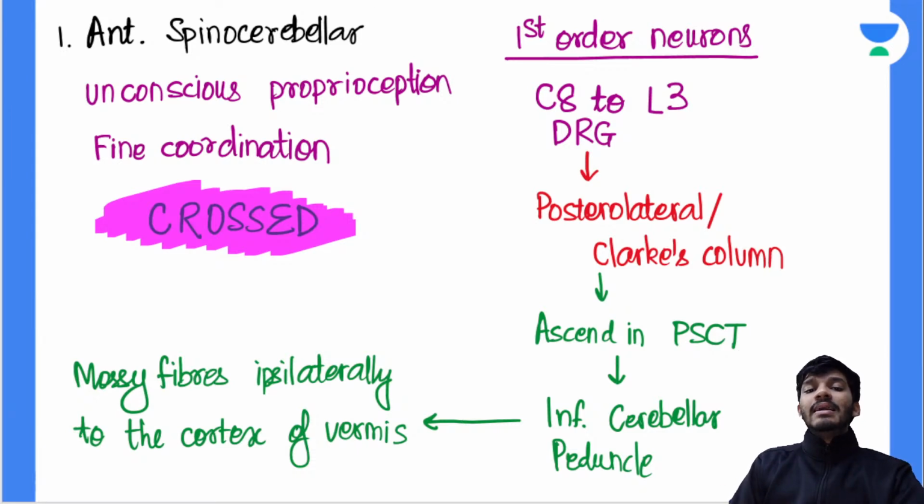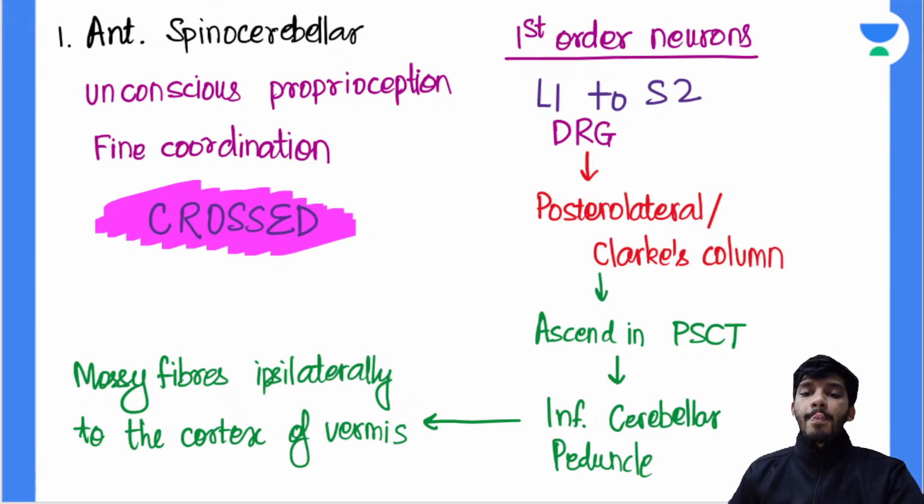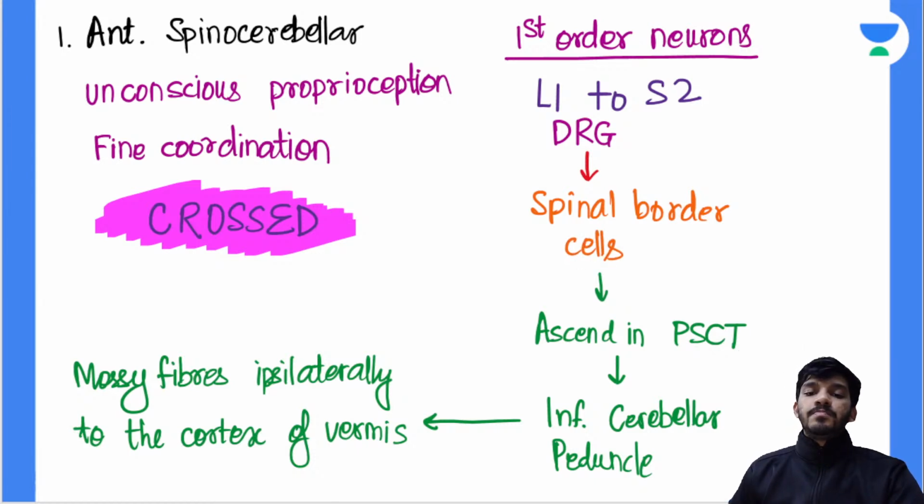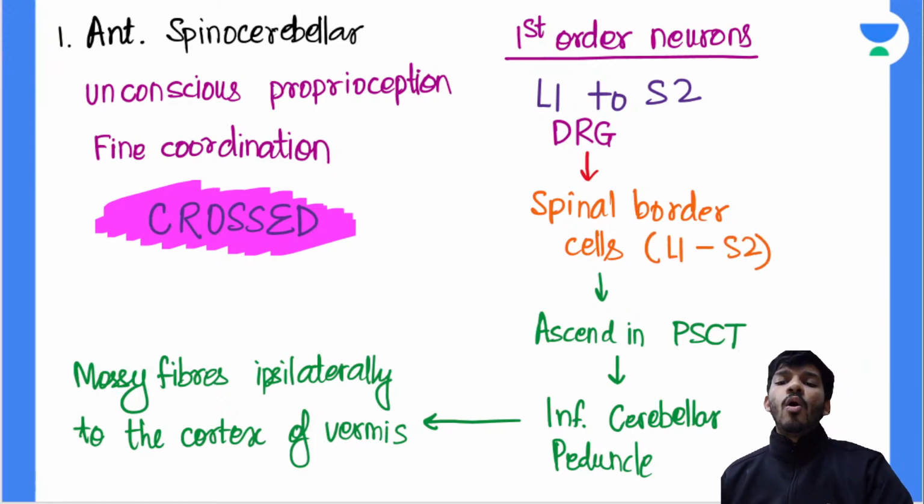The anterior spinocerebellar tract is going to cross. Since it is only related to the lower extremity, it is found from L1 to S2. The synapse is on the spinal border cells, not the Clark's column. So please write it goes to the spinal border cells, the second order neurons. They are found in the anterior horns of L1 to S2.